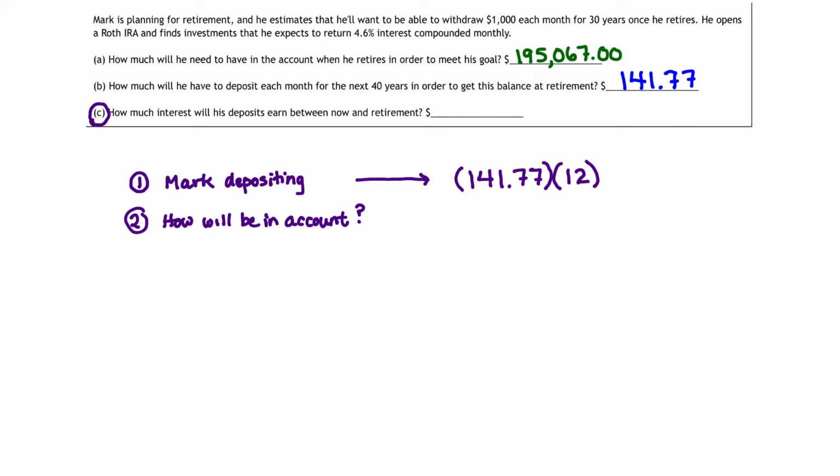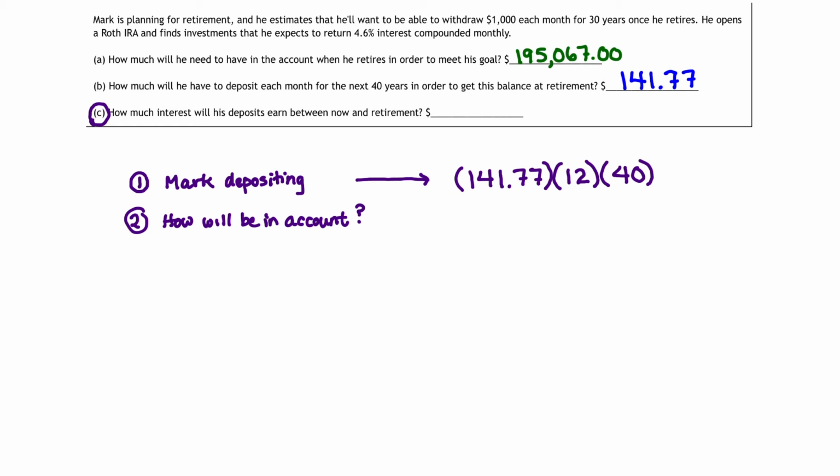141.77 times 12, that tells us how much Mark is depositing in 1 year. And if we multiply that number times 40, that tells us how much Mark is depositing over the course of 40 years. Let's multiply those out. Now, I'm going to pull out a scientific calculator. You could also pull out the calculator on your phone, or if you're feeling really extra courageous, you can go ahead and do this by hand as well.